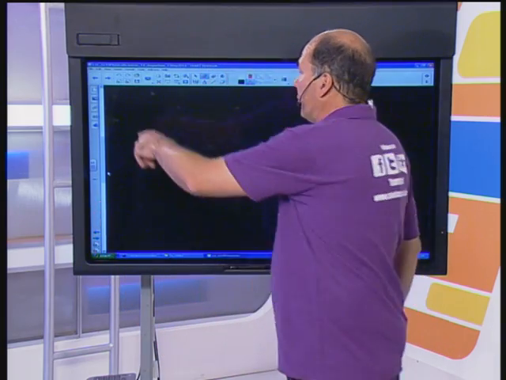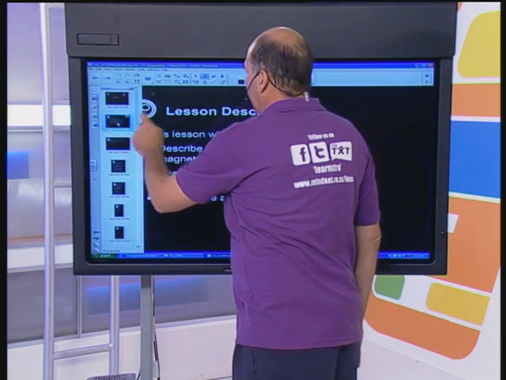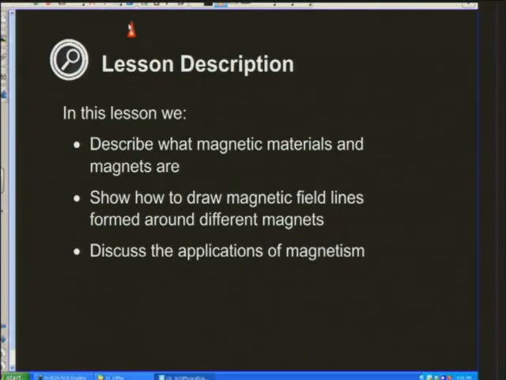Right, guys, good to be with you. Now, let's have a look at what we're going to do today. We're going to start off by looking at the topic of magnetism. And the first thing we're going to do is describe some magnetic materials and describe what magnets are, basically. We're then going to look at some drawings of a magnetic field around different magnets, and we're going to discuss applications of magnetism.